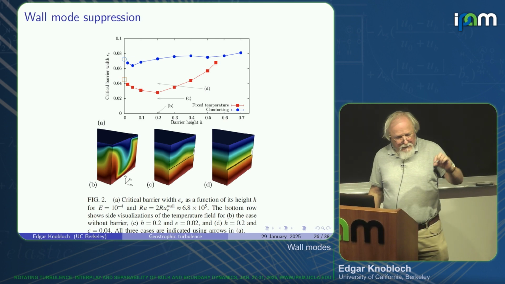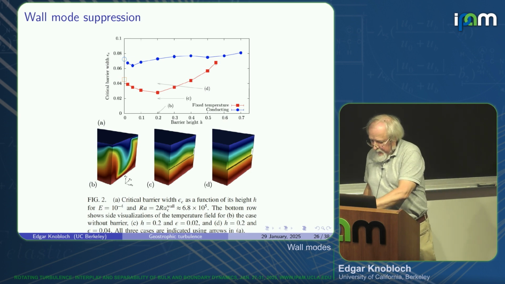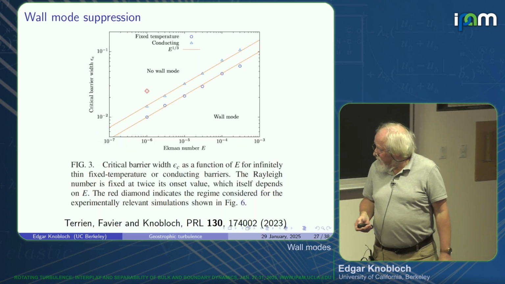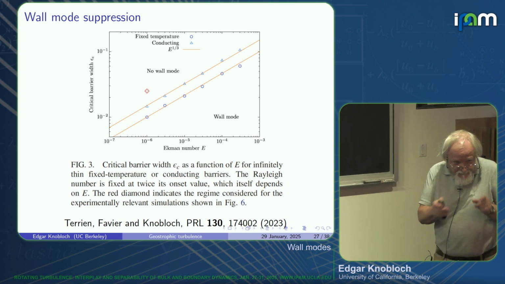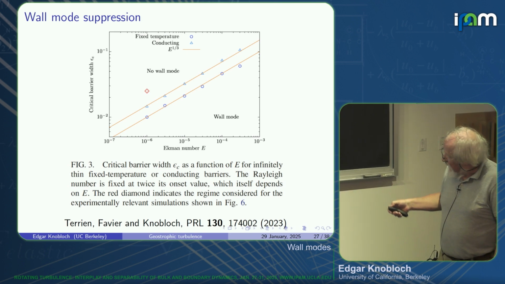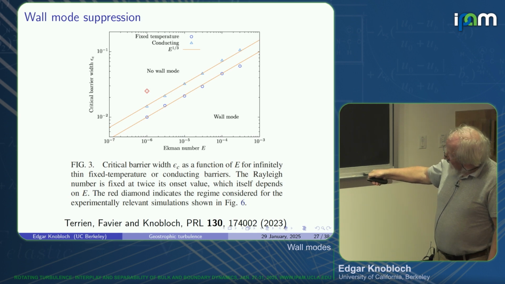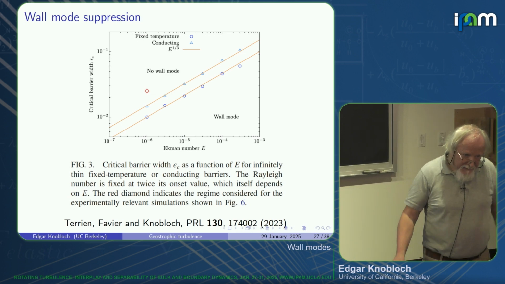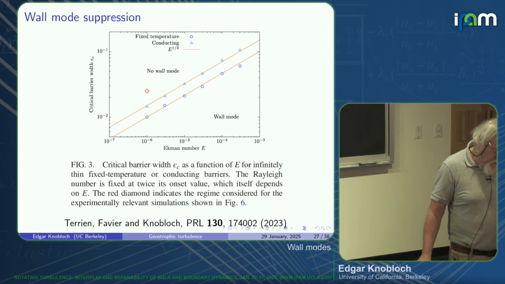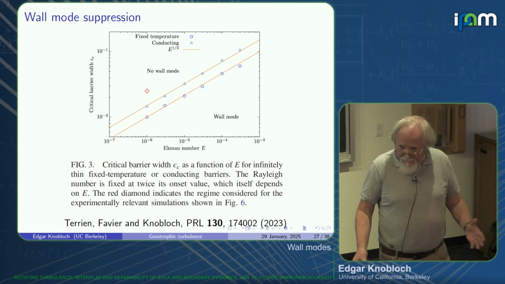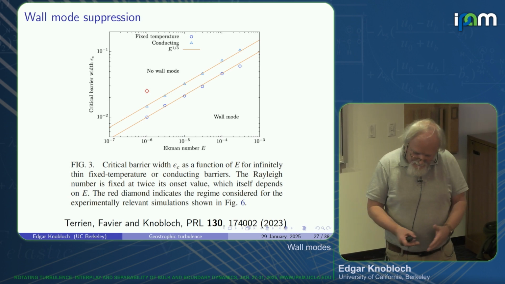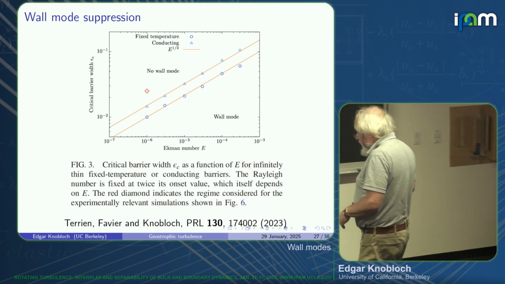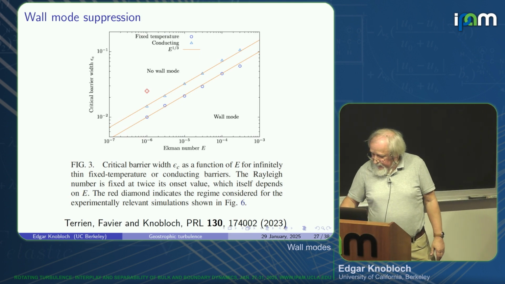of the barrier, and so we thought, well, let's just make it into a very thin barrier, and then what matters really is just the width of the barrier, the horizontal extent of the barrier. And so here is a plot of the critical width that we need to suppress the wall mode as a function of the Ekman number, and in both cases we have nice Ekman to the 1/3 scaling, which you expect, right? Because the width of the wall mode is Ekman to the 1/3, right? So why waste space, so to speak, making the barrier even longer? So that all checked out very nicely.